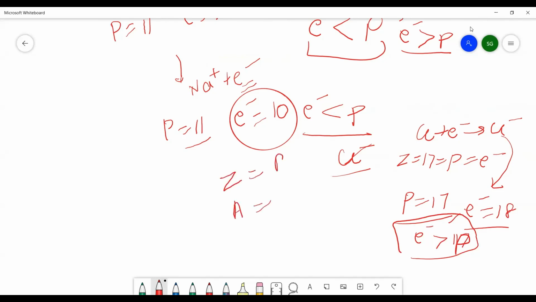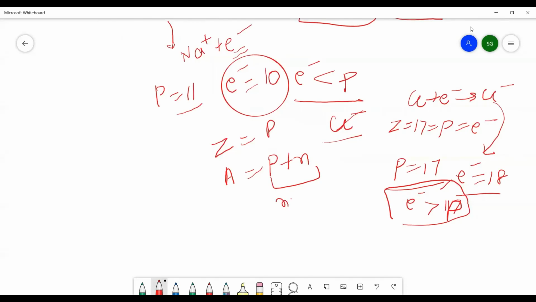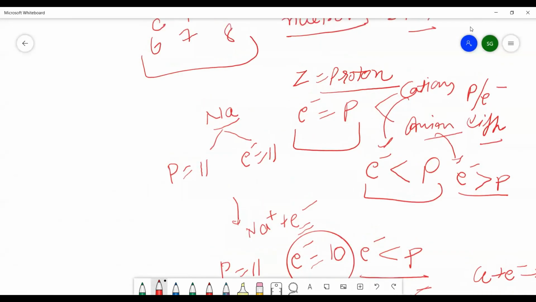A is the mass number, which is the number of protons plus neutrons. Protons and neutrons are collectively known as nucleons, as they are present in the nucleus. Whenever we want to find the number of neutrons, we take the atomic mass minus the atomic number. Then we will get the number of neutrons.